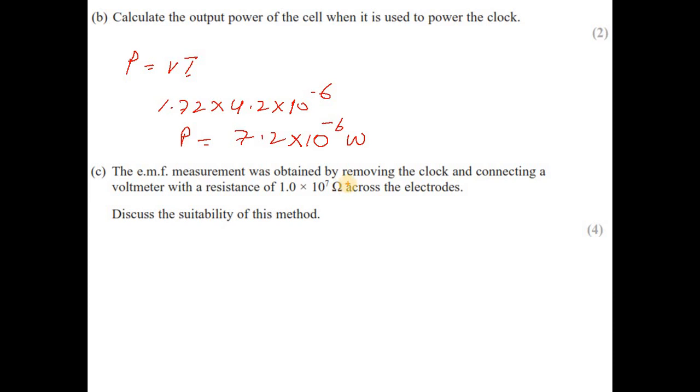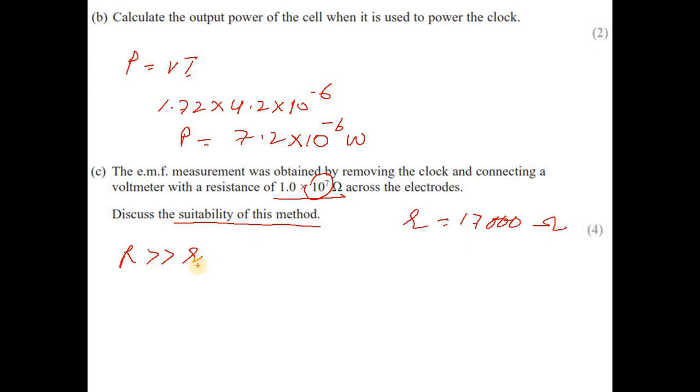Part C, the EMF measurement was obtained by removing the clock and connecting a voltmeter with a resistance of 10 to the power 7 ohm across the electrodes. Discuss the suitability of this method. If you see in the previous question, part A, we calculated the internal resistance r, which is around 17,000 ohm, and the resistance of the voltmeter is 10 to the power 7 ohm, which is quite huge compared to that resistance. So you can say that the resistance of the voltmeter is much greater than the internal resistance.